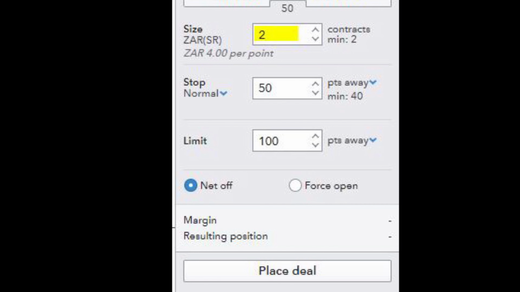Here I've highlighted the segment where we would enter the size. This is the number or the amount per point you want to trade. So I've done 2 mini contracts, which underneath you can see equals 4 South African rands per point. This can obviously be increased or decreased as you would need.